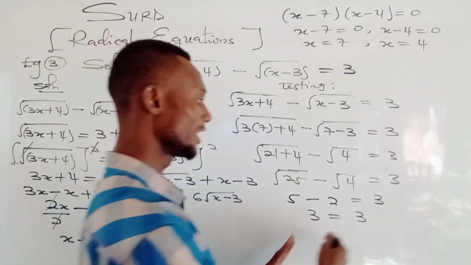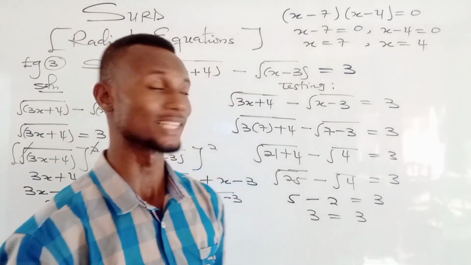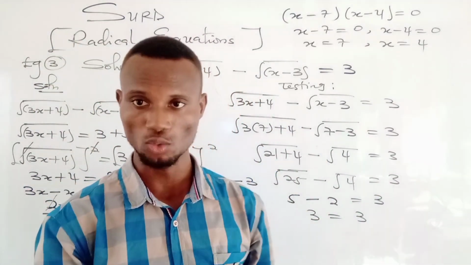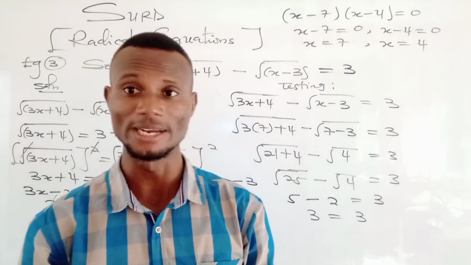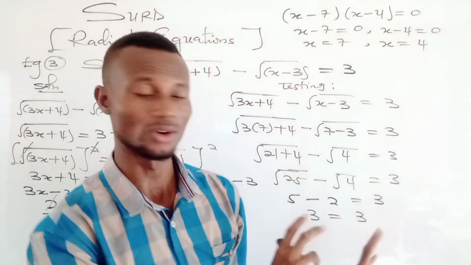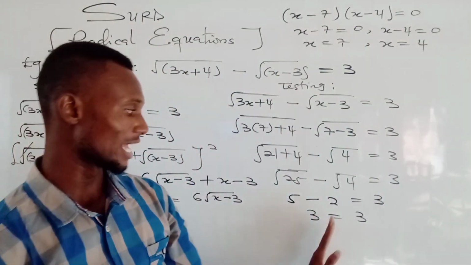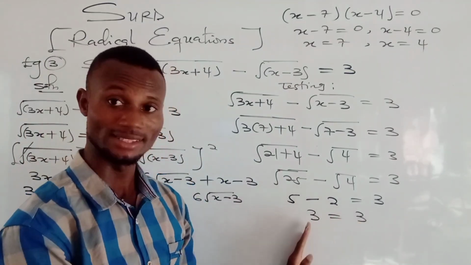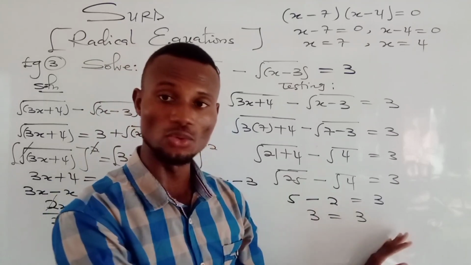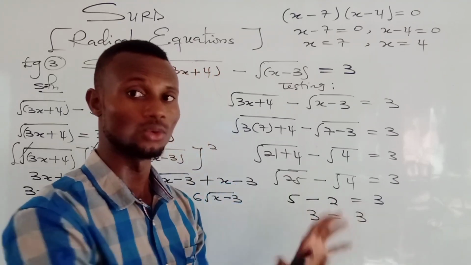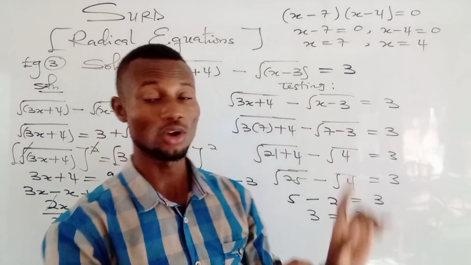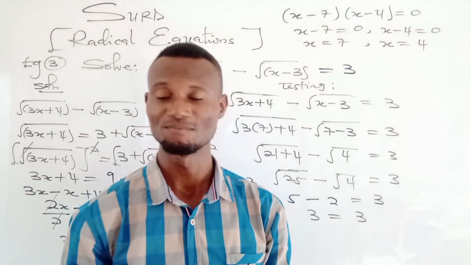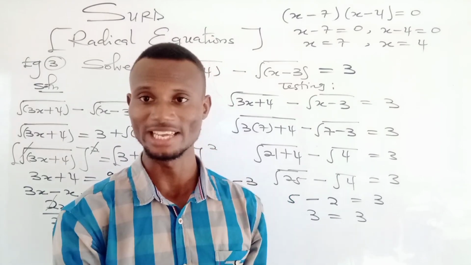Okay, so we have 3 equals 3. So it means that s equals 7 is a solution to the equation, because s equals 7 satisfies the equation. When we tested, we got a value at the right hand side, which is 3 equals 3. The value at the left hand side is equal to the value at the right hand side. That proves that s equals 7 satisfies the equation, and for that reason s equals 7 is a solution to the given equation.